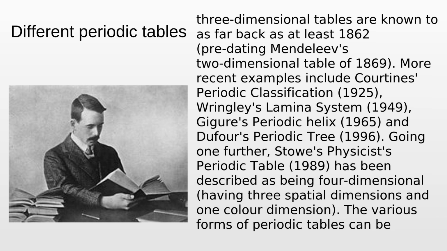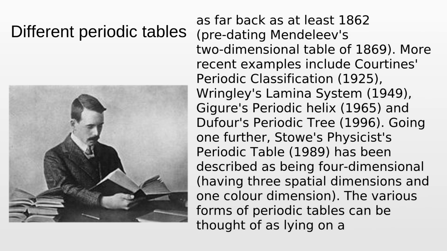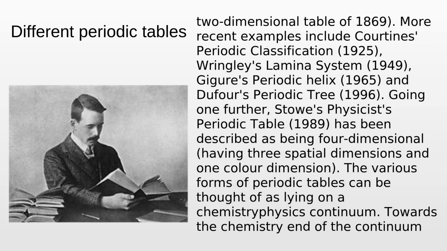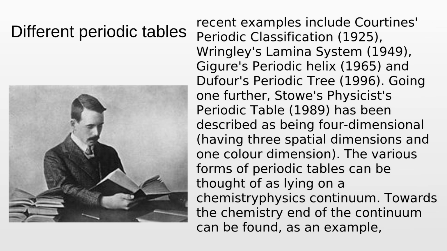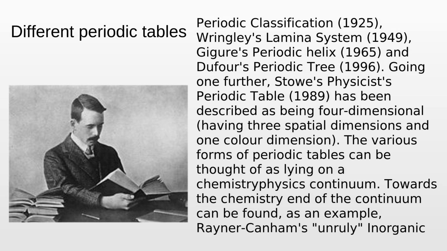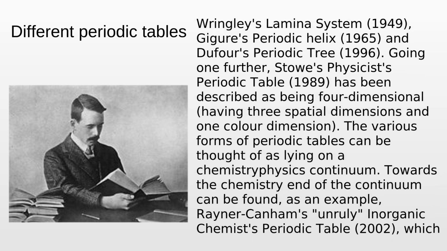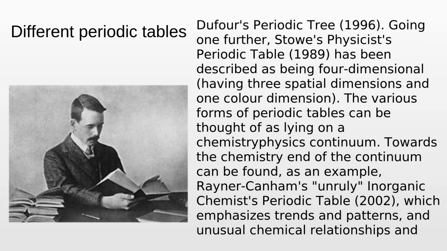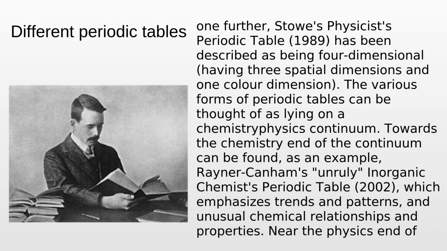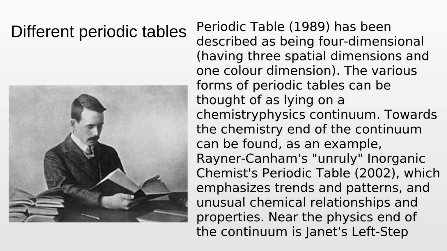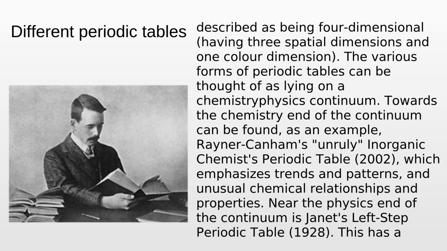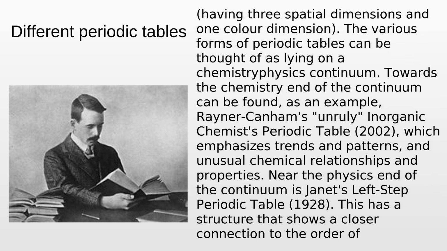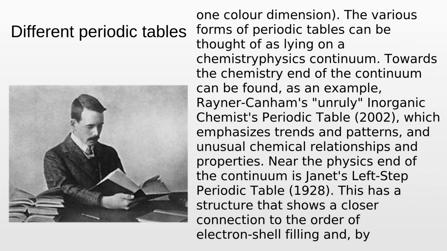Three-dimensional tables are known as far back as at least 1862, predating Mendeleev's two-dimensional table of 1869. More recent examples include Courtine's periodic classification, 1925, Ringley's laminar system, 1949, Giger's periodic helix, 1965, and Dufour's periodic tree, 1996. Going one further, Stowe's physicist's periodic table, 1989, has been described as being four-dimensional, having three spatial dimensions and one color dimension.